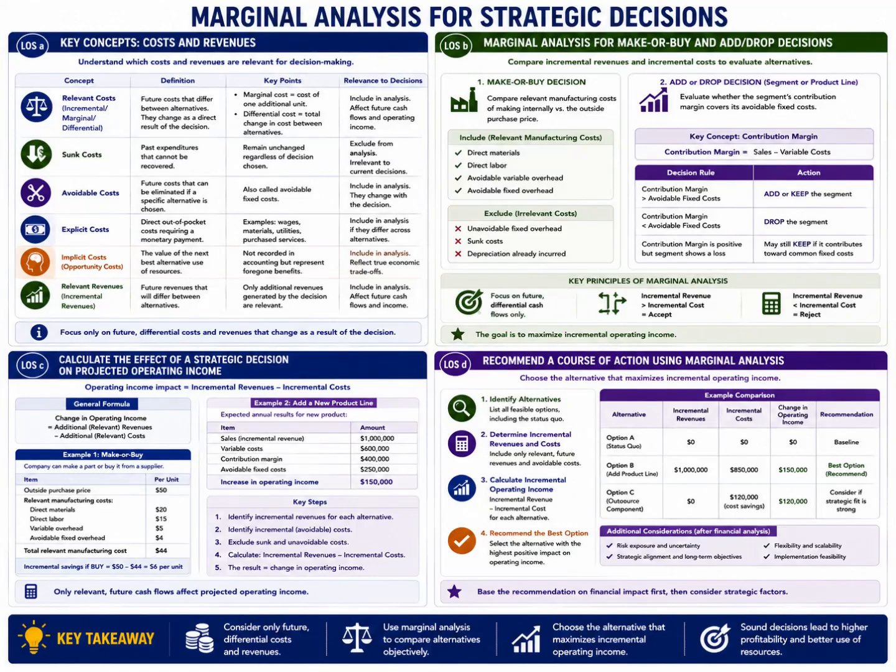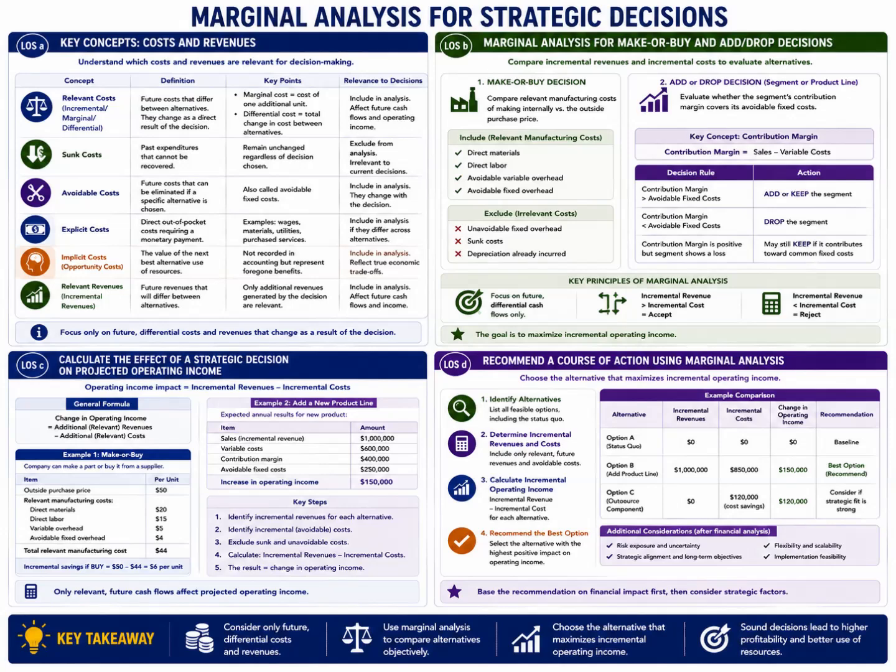C.1. Analyzing strategic alternatives. Marginal costs and revenues. Adding or dropping products and services. LOS A. Define relevant costs, sunk costs, avoidable costs, explicit/implicit costs, opportunity costs, and relevant revenues.